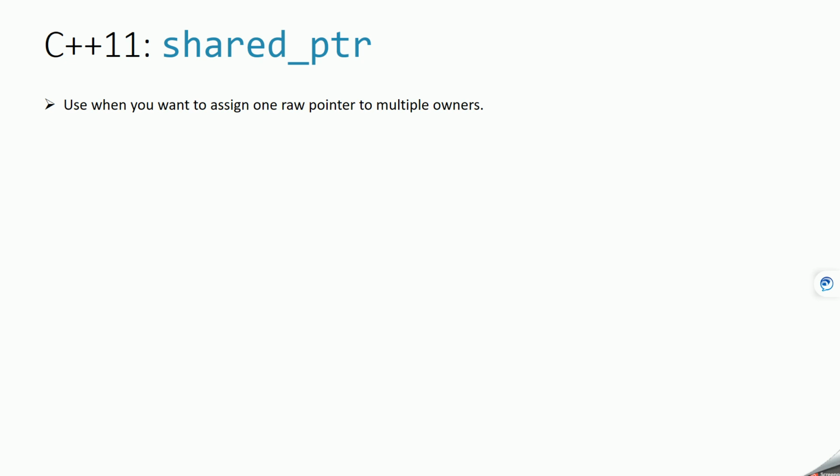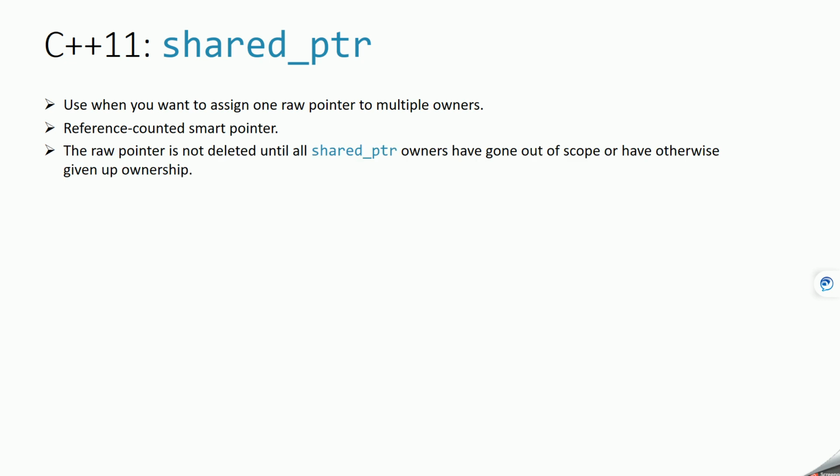It is based on the concept of reference counting. It means if there are multiple owners for the same memory, then the reference count will be higher. Basically, if there is only one owner, then the reference count will be 1. If there are two owners for the memory, then the reference count will be 2. And the memory held by this shared pointer will get deleted only when all the owners go out of scope, or when the reference count becomes 0.